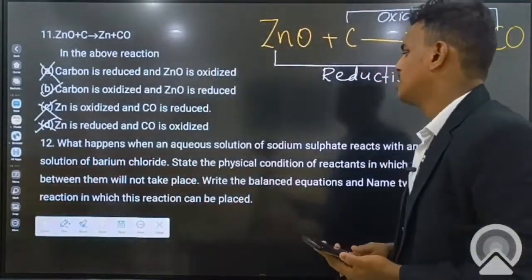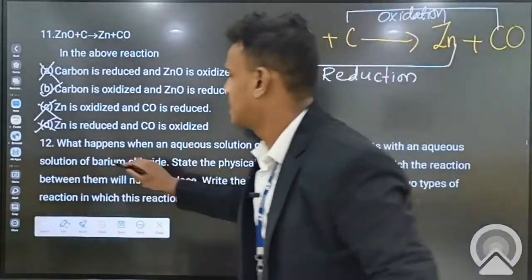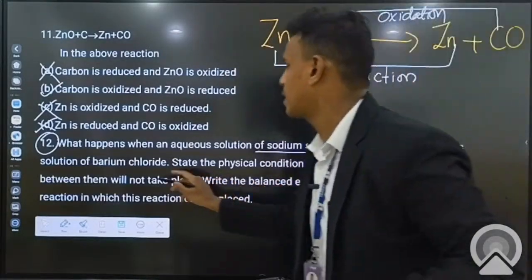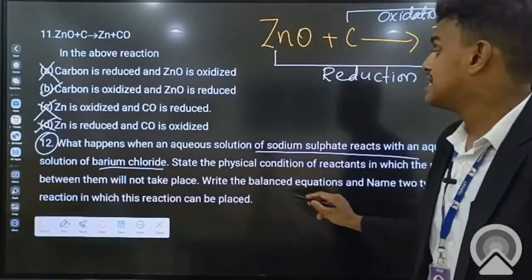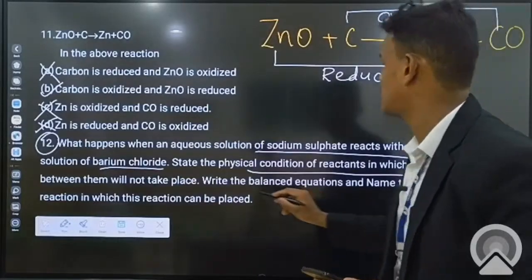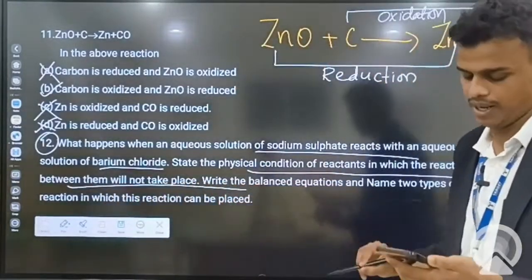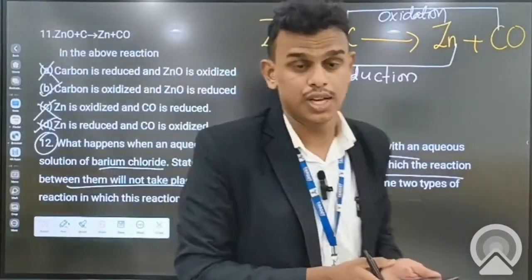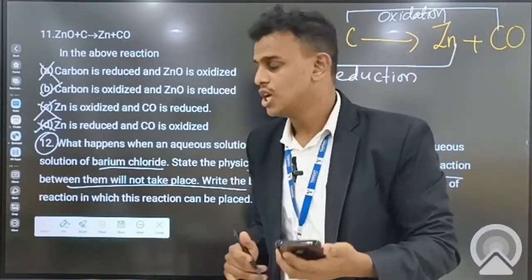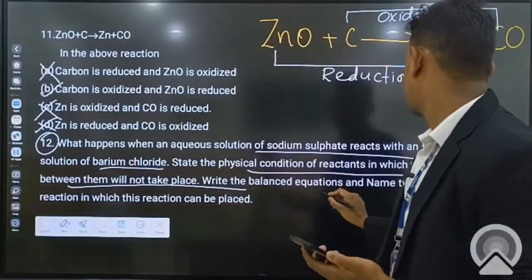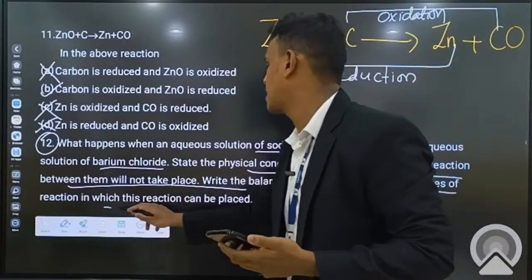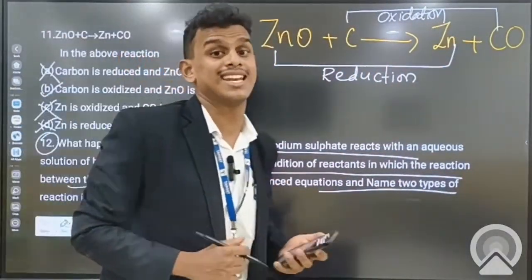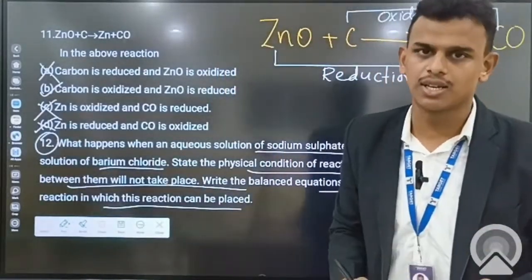Okay. So the next question, like our double displacement: sodium sulfate reacts with aqueous solution of barium chloride. State the physical condition of reactants in which the reaction between them will not take place. So read the question very clearly. This one is a very important question. Double displacement. So we have taken sodium sulfate. Write the balanced equation. Name the two types of reaction in which this reaction can be placed. So this is a double displacement reaction as well as a precipitation reaction.